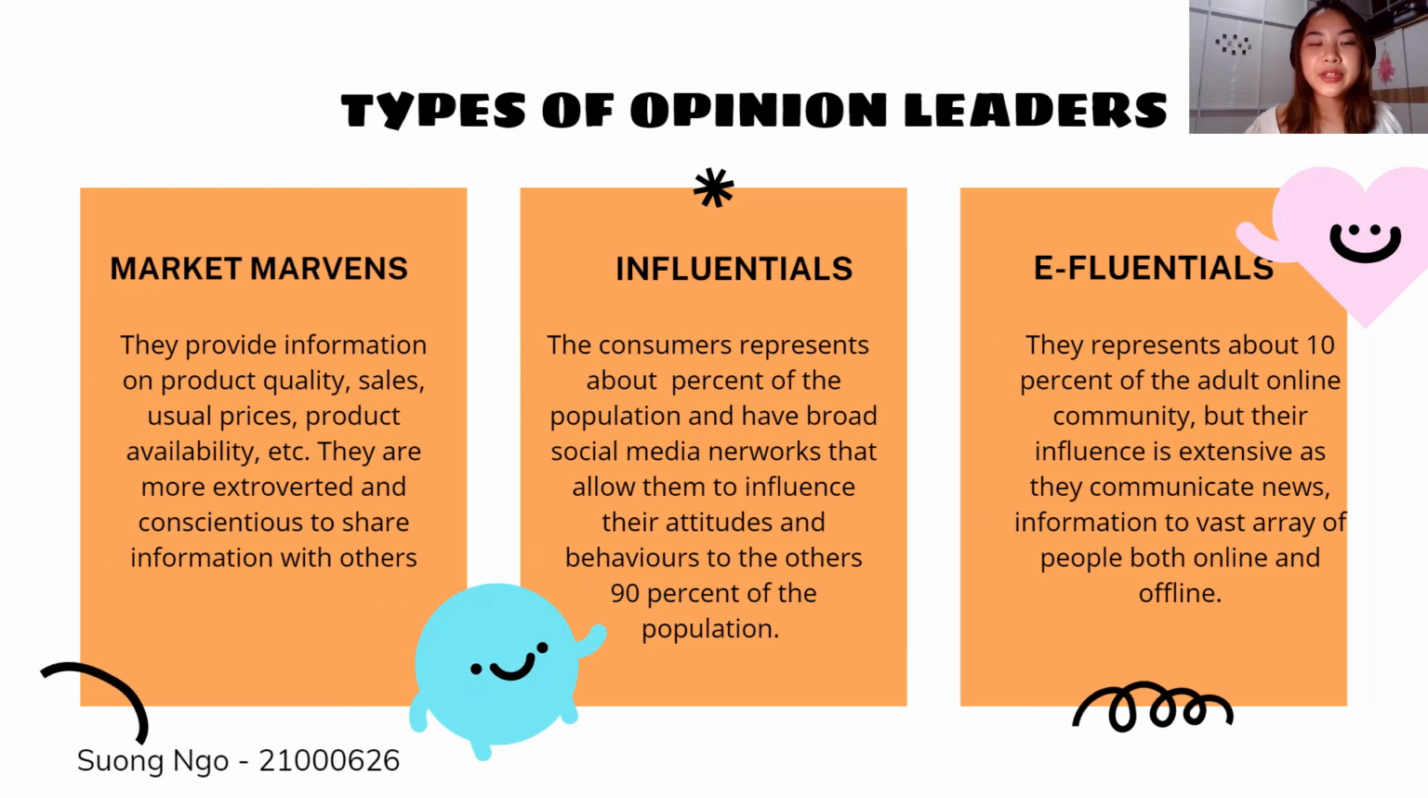So there are three types of opinion leaders. First of all, the market mavens. They provide information on product quality, sales, and prices, and they are more extroverted and willing to share information with others. And next are influentials. They are the consumers who represent about 10% of the population and have broad social networks, which allows them to influence the attitudes and behaviors of the other 90% of the population.